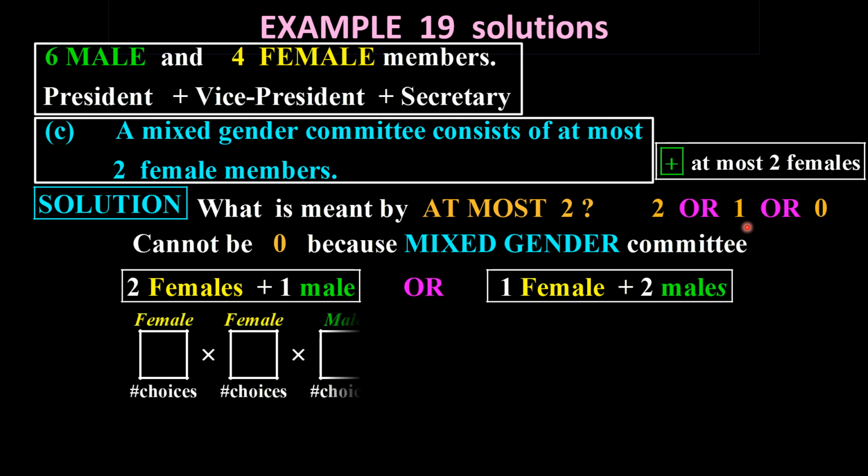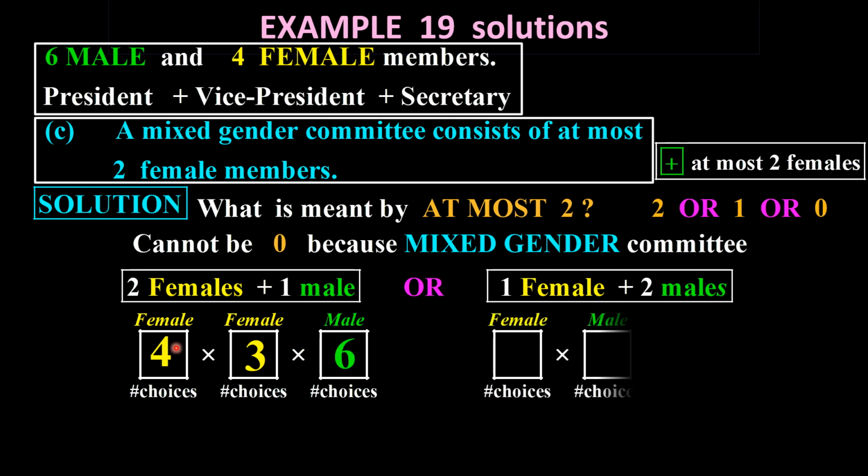Let's look at the first option there. To choose a female, there are 4 females, so it can be any one of the 4. Once a female is chosen, the next position can be filled by any of the remaining 3. Now, the third position has to be filled by a male, right? So how many males are there? 6.